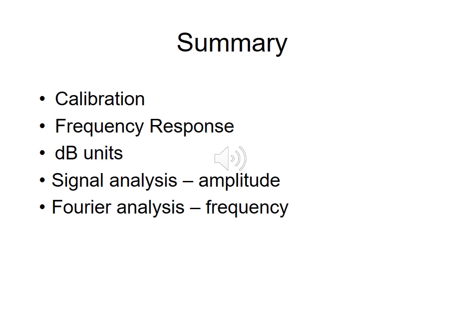Additionally, we have looked at different ways of calibrating our vibration transducers. We've looked at their frequency response characteristics. We've described the way that we can determine the sensitivity and present the sensitivity using dB units. We've also described the use of dB units to look at gains of amplifiers and the attenuation that we get as a result of the implementation of an analog filter.